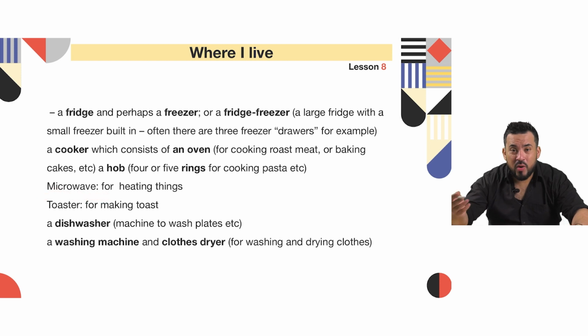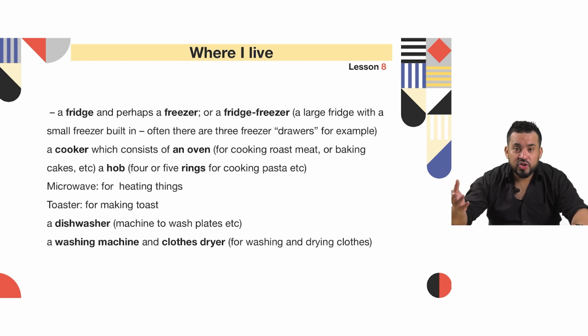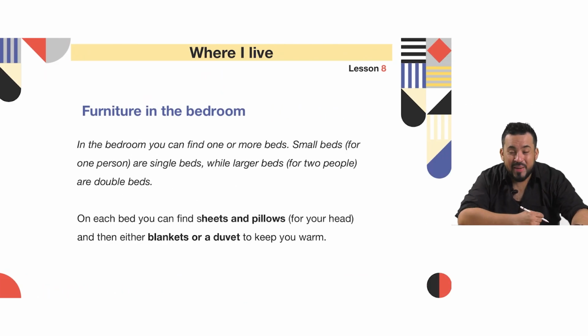Microwave. A microwave, we use it for heating things. Toaster, for making toast, your bread. A dishwasher is used for cleaning your dishes and plates and forks and knives and so on. A washing machine is where you wash your clothes, and a dryer is where you dry your clothes. Okay, so those are called appliances.